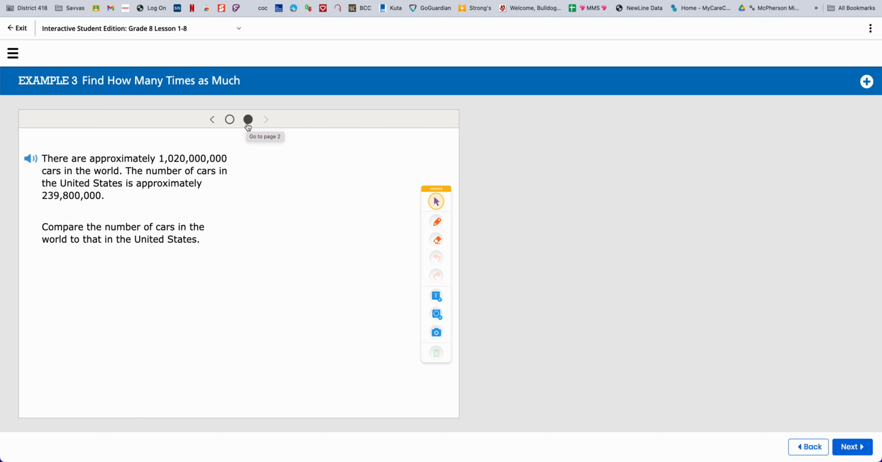Alright, so this one, we've got to do something similar here. They want us to estimate the values and then see which one's bigger, and by how much. This one's a little bit trickier than the last one, to be honest with you.